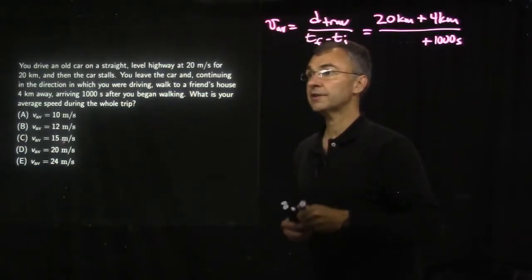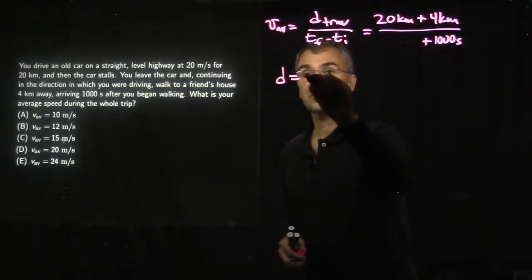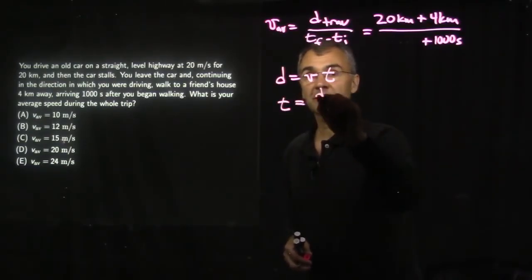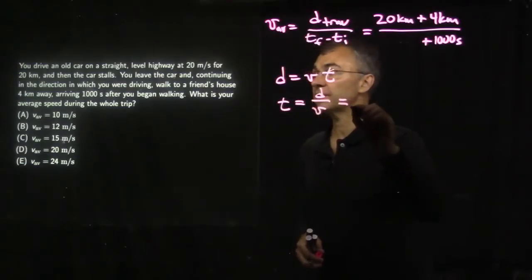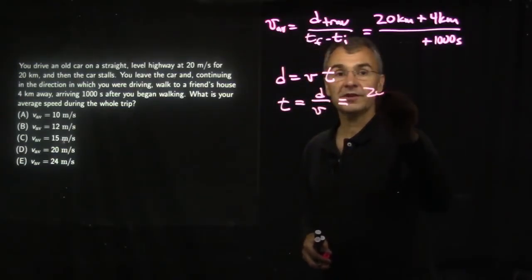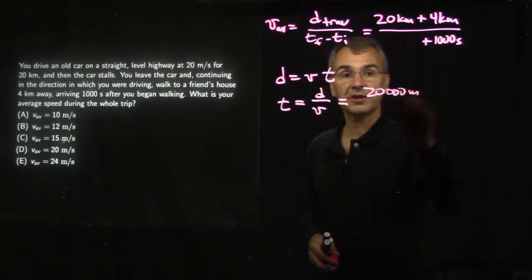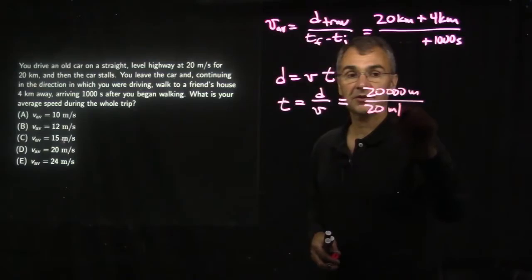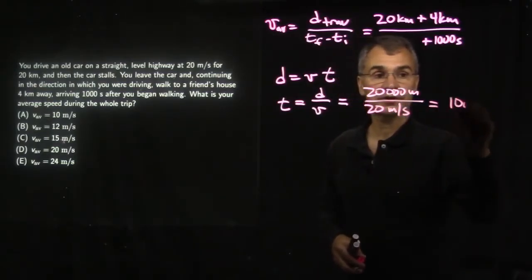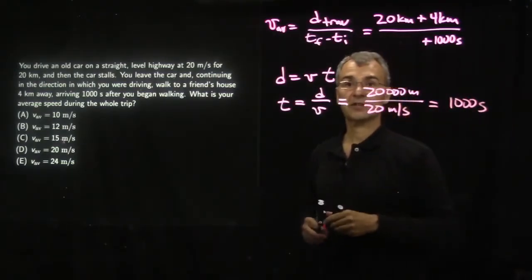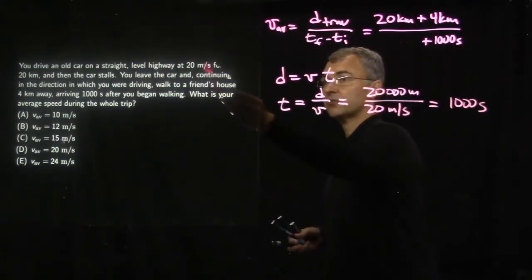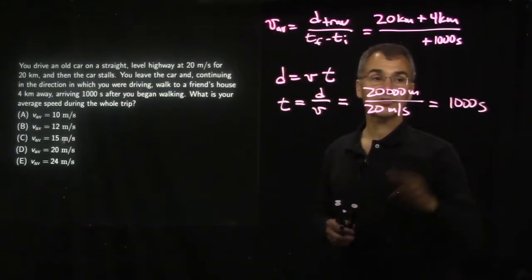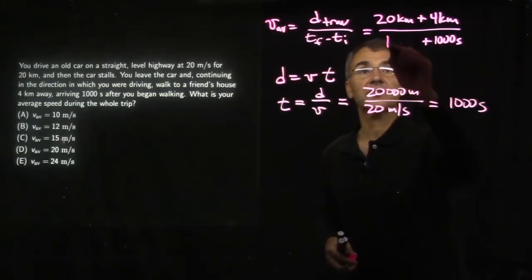So you know that distance is speed times time. So the time is the distance divided by the speed, which is 20,000 meters divided by 20 meters per second, which is 1,000 seconds. So it seems like this 20 kilometers at 20 meters per second, the time that took must have been another 1,000 seconds.